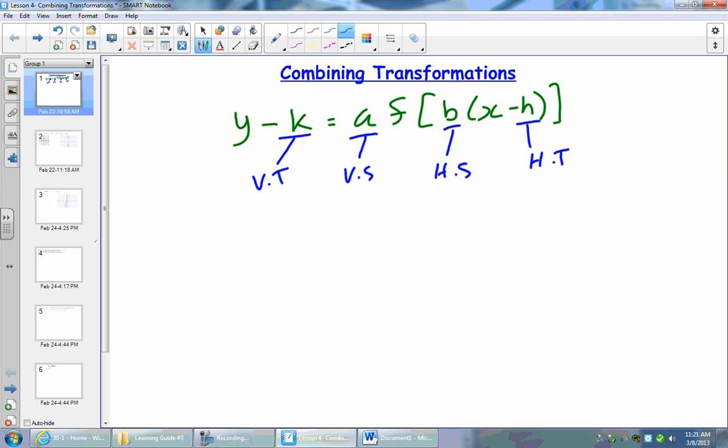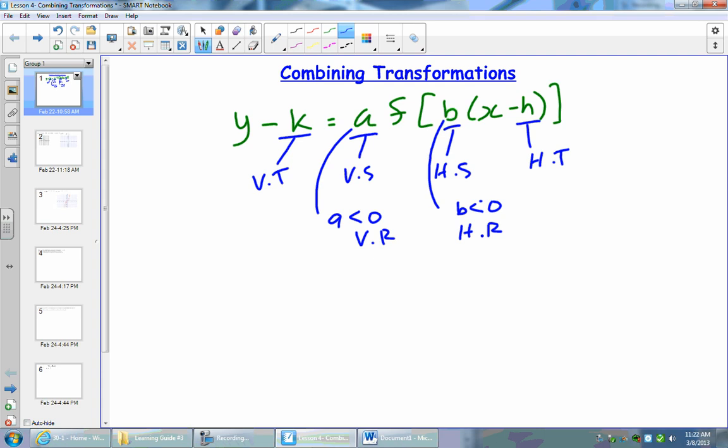And then the other type of transformation we looked at were your reflections, and your reflections came from your a and b values. When your a value was less than 0, we had a vertical reflection, so it was being reflected in the x-axis. And when your b value was less than 0, we had a horizontal reflection, so that was taking your graph and reflecting it in the y-axis. So there are all your transformations, okay?